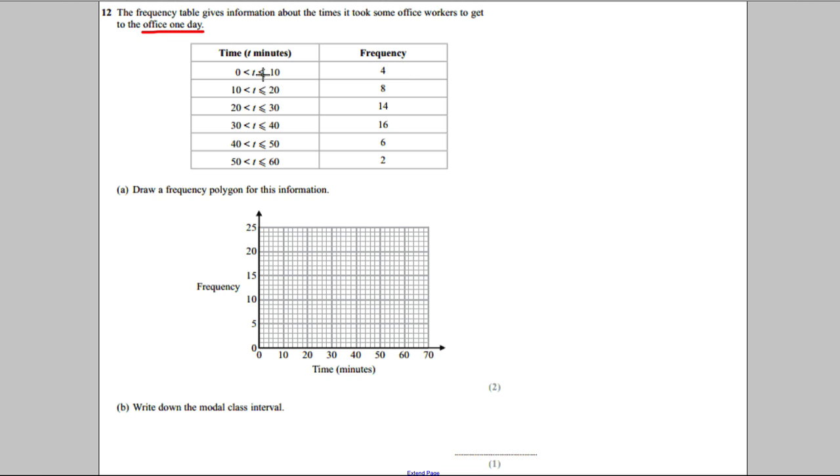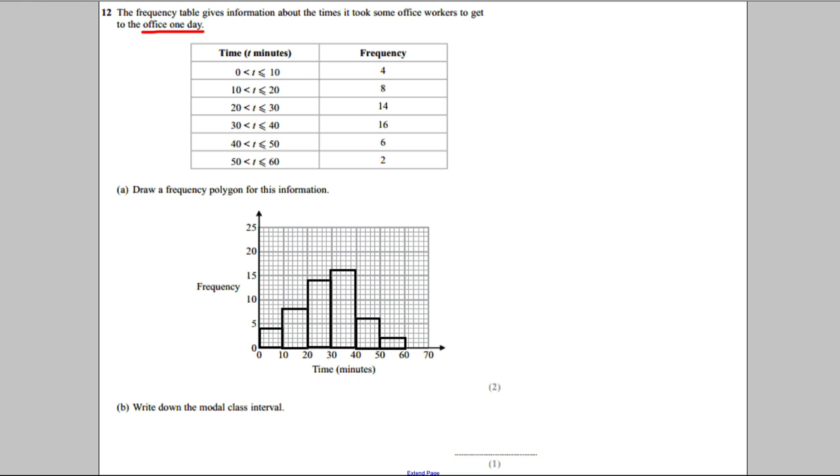So between 0 and 10 we're only going to go 4 high. Each little square is worth 1 this time. Between 10 and 20, 8 high. Between 20 and 30, 14 high. Between 30 and 40, 16 high. Between 40 and 50, 6 high. And between 50 and 60, 2 high, like that.